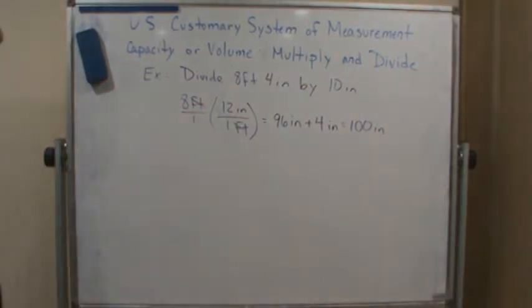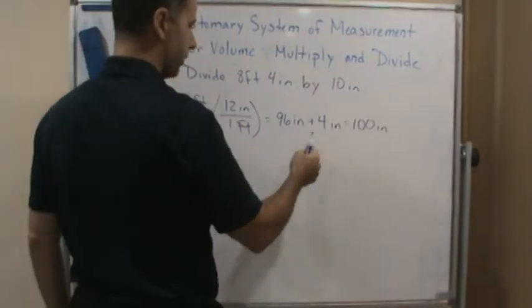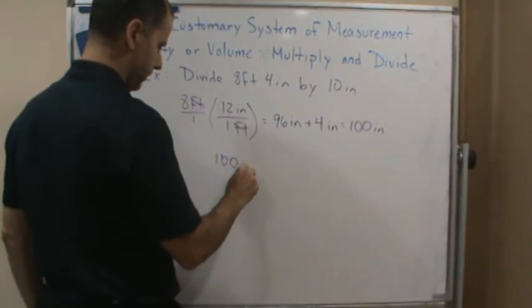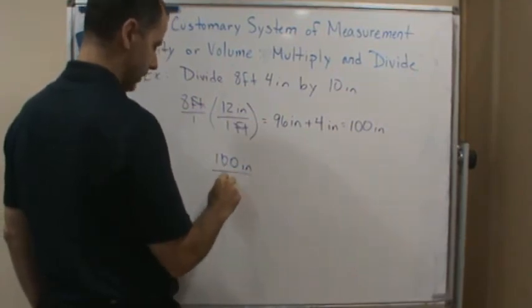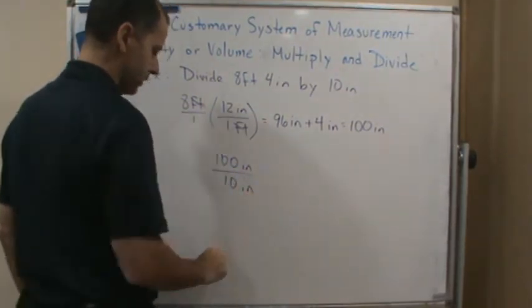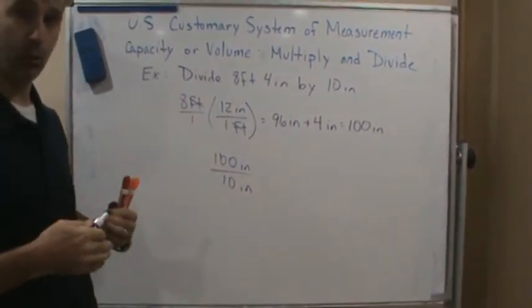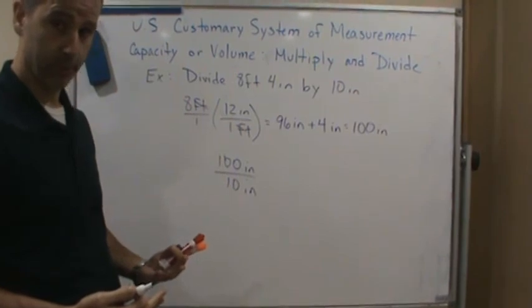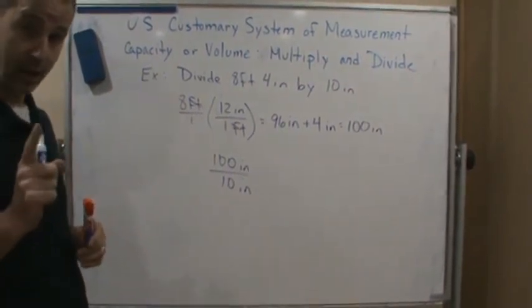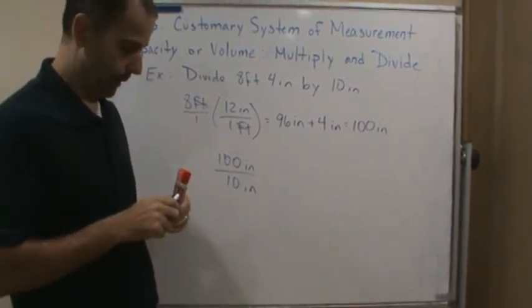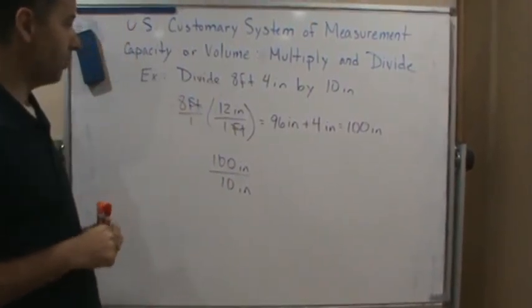Okay? Now, let's write it in fractional form. So I'm going to divide the 100 inches by 10 inches. Now notice the inches are going to cancel out. So I'm going to get what we call a unitless number. And now again, in these problems, does it make sense that the units will drop out? And it's yes. Because what are they asking?